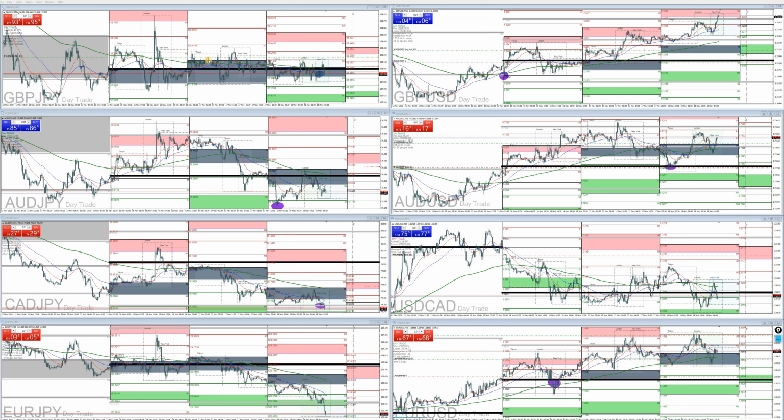Alright, it's 8:33 a.m. Still seesawing for the pound yen. I am going to remove this trade setup. And I love how these pivot points really filter out nonsense. I am going to remove the trade setup for the CAD yen as we're breaking below the M2.